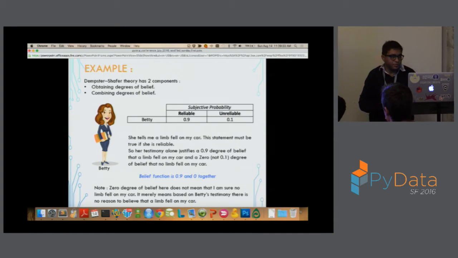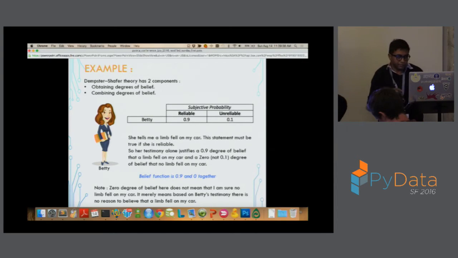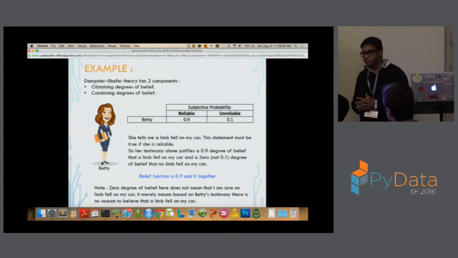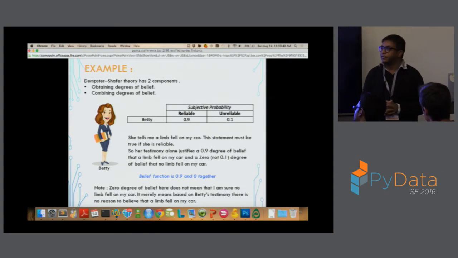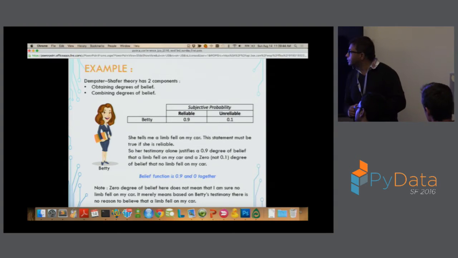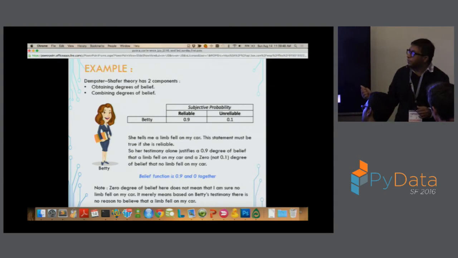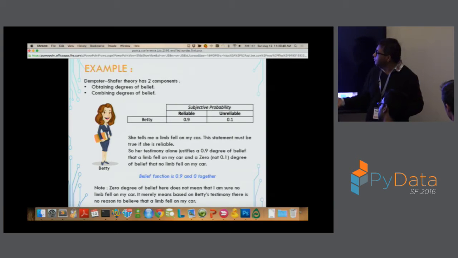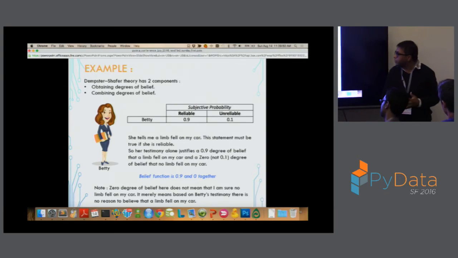So, Dempster-Shafer theory has two components. One is obtaining degrees of belief and the other is combining the degrees of belief. And I'll explain again what a degree of belief is. So let's start with a story. I have a friend, Betty. I think she's pretty much reliable. She's reliable 90% of the time. So I give subjective probabilities to her: 90%, 0.9, she's reliable; 10%, 0.1, she's unreliable.